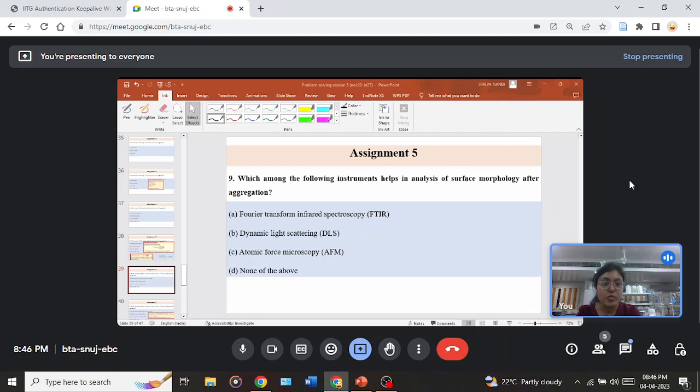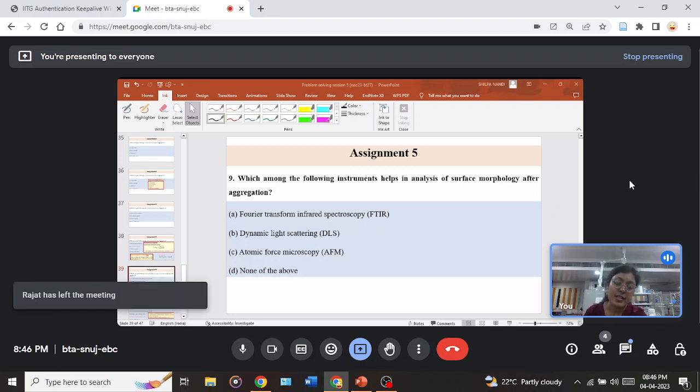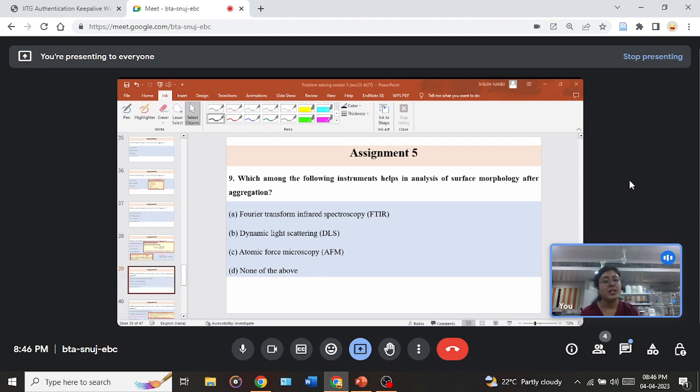So we will next move on to option B, that is dynamic light scattering, that is DLS. DLS is used in determining the hydrodynamic diameter, that is the particle size. So does particle size tell you about the surface morphology? Will it tell you about the surface morphology?